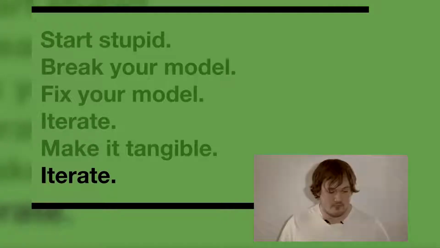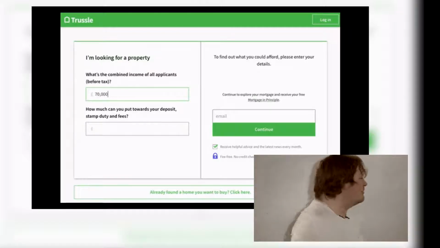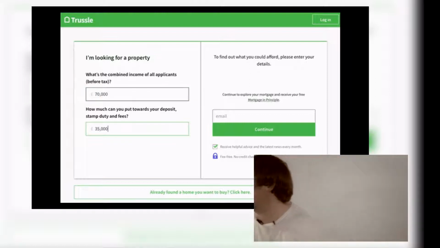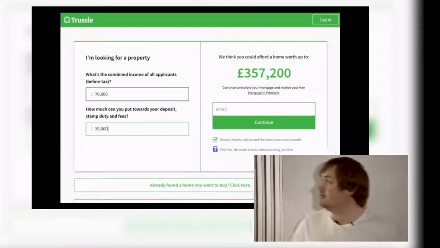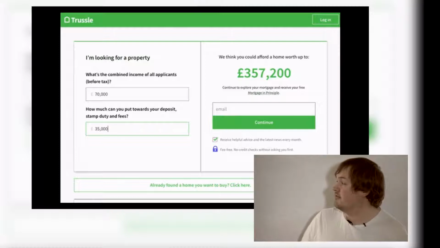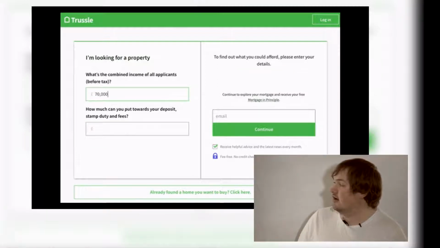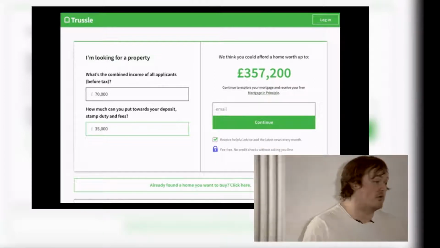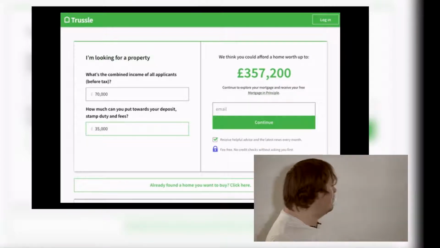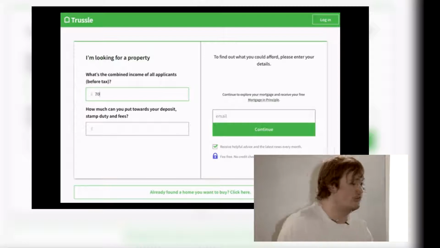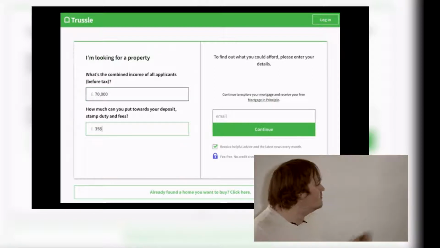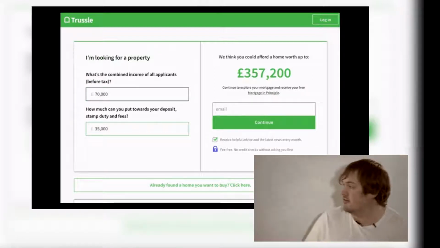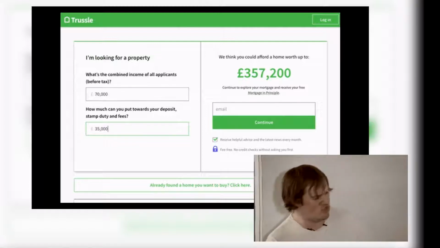Cool. This is the finished product, by the way. This is what the trussell.com website looks like now if you went to try and find out how much you can afford. And I hope you'll agree, because we spent plenty of time on it, it's a lot quicker to get the result that you need. We found that the uptake on this is much, much higher. And people like to play with this and experiment with this as if it was some kind of model.